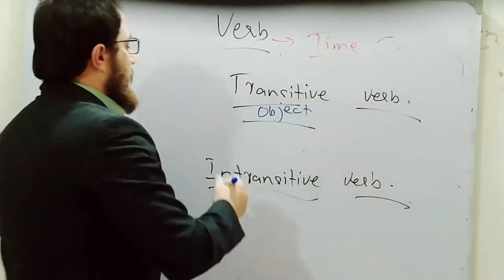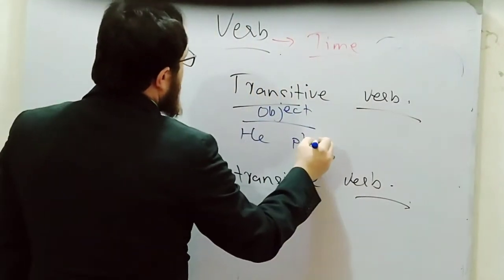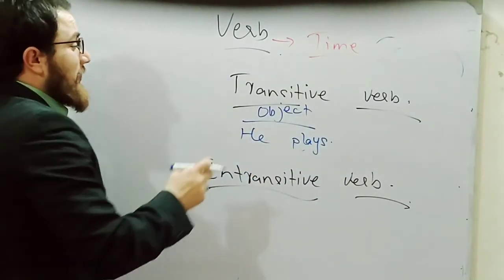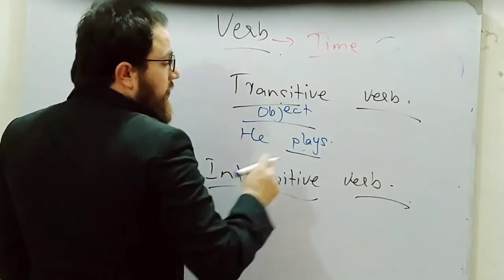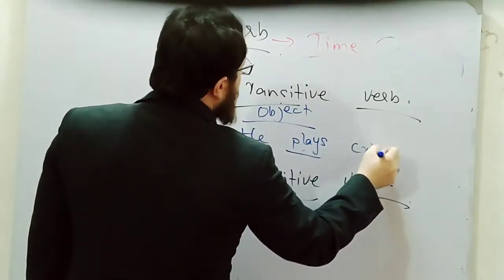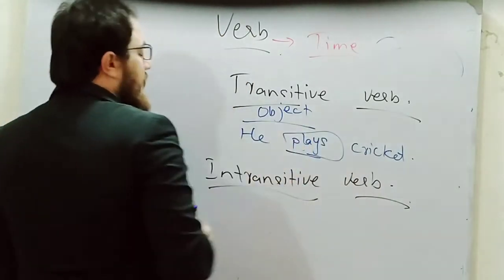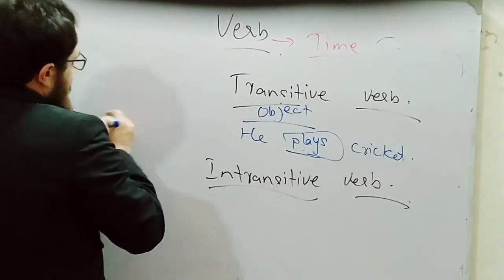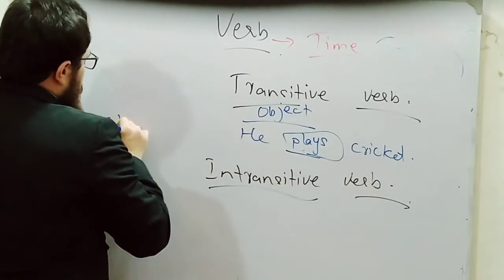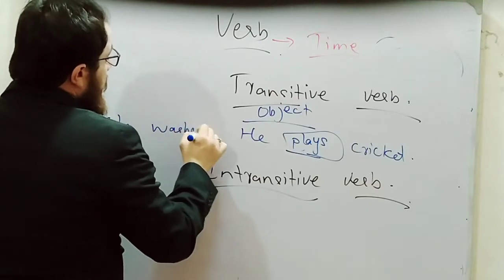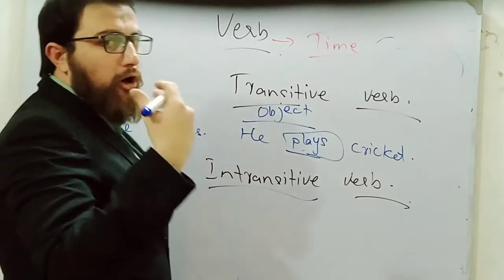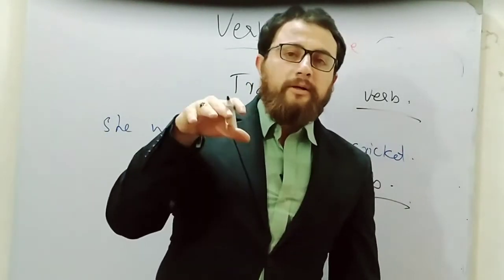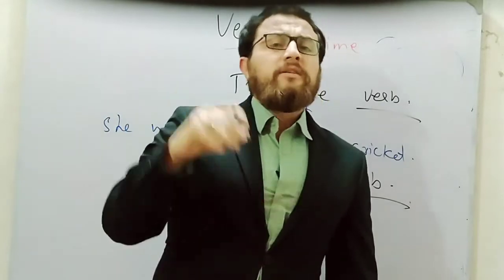For example, he plays. Now it is not giving complete sense. Why it's not giving complete sense? Because it needs object for complete sense. If you put object here, then it would give complete sense. So here plays is your transitive verb. You can have a lot of examples, like for example, if I say she washes. Now it needs what? It again needs object. If you put object here, it would give complete sense. If you do not put object here, it would not give complete sense. Therefore we will nominate it as transitive verb.